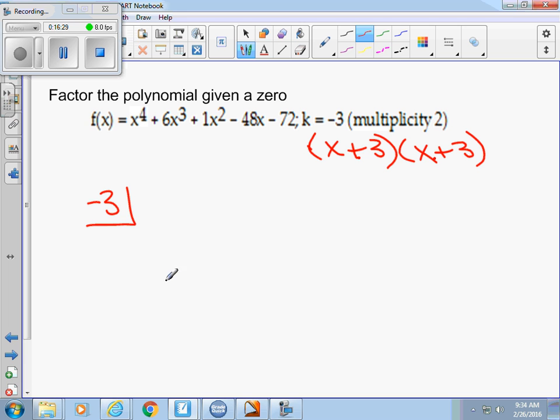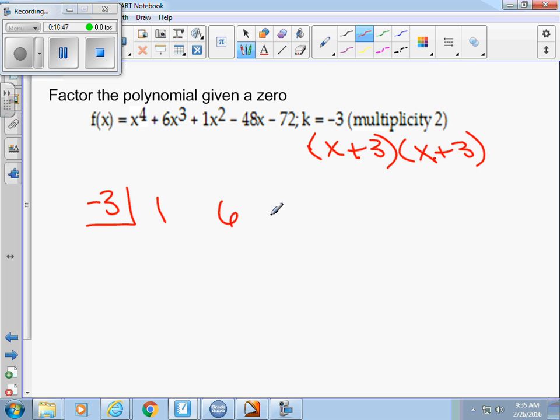-3 goes in the box. Why -3? Opposite sign of the factor. Now, they gave us a 0, so a lot of people will mess this one up because they'll try to change the sign. Does everyone see why I don't change the sign? I do, because I changed the sign of the factor.